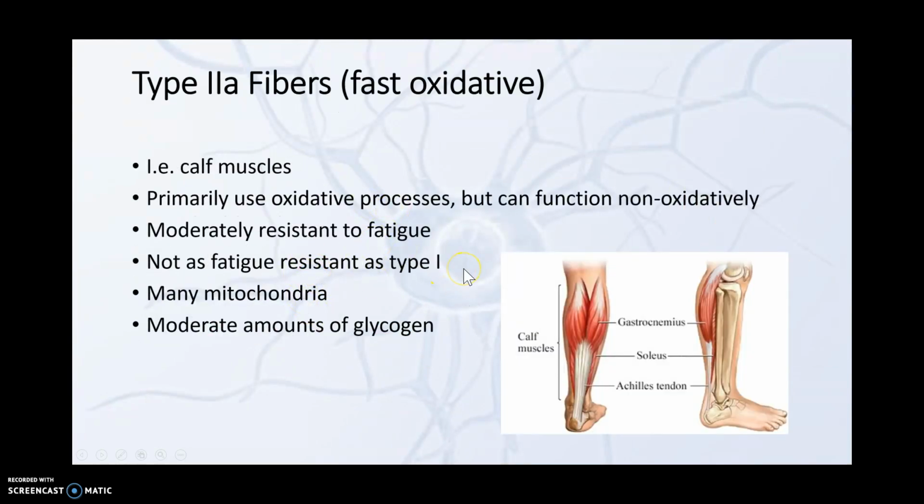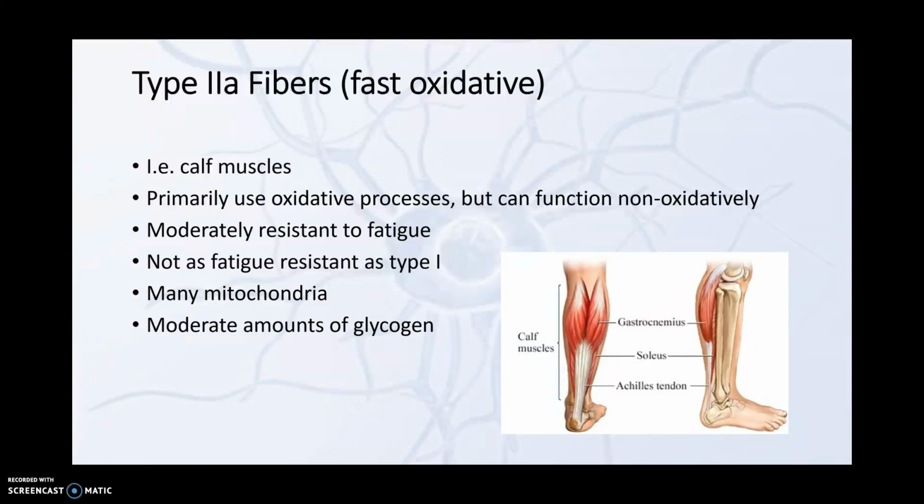So these are considered our fast oxidative muscles. They are a little bit quicker in response and power compared to type 1 fibers, but they are still not purely glycolytic. They're what we call our in-between muscle fibers. A good example here would be our calf muscles. They primarily use oxidative processes, but can also function non-oxidatively. So these muscles can use oxidative metabolism, but they can also function non-oxidatively.